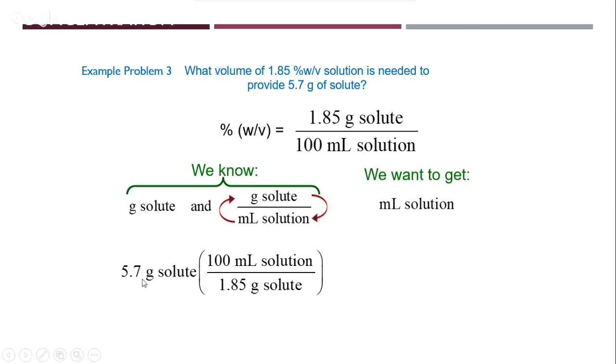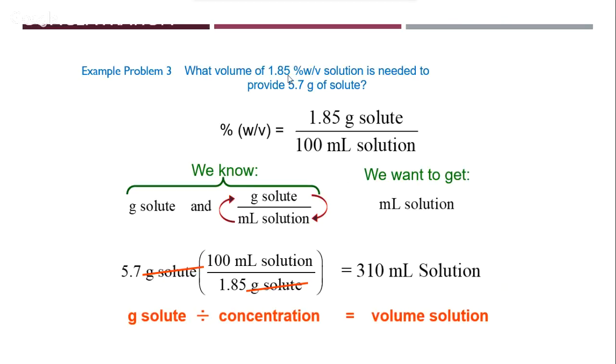You'll find that 5.7 grams of solute into 100 ml of solution divided by gram of solute, the gram of solute will cancel out, and you will find that 310 ml of solution is what you need to dissolve 5.7 grams to get 1.85% weight by volume solution. So the solute in grams divided by concentration will give you the volume of the solution. So these are quick shortcut formulas that you can also keep.